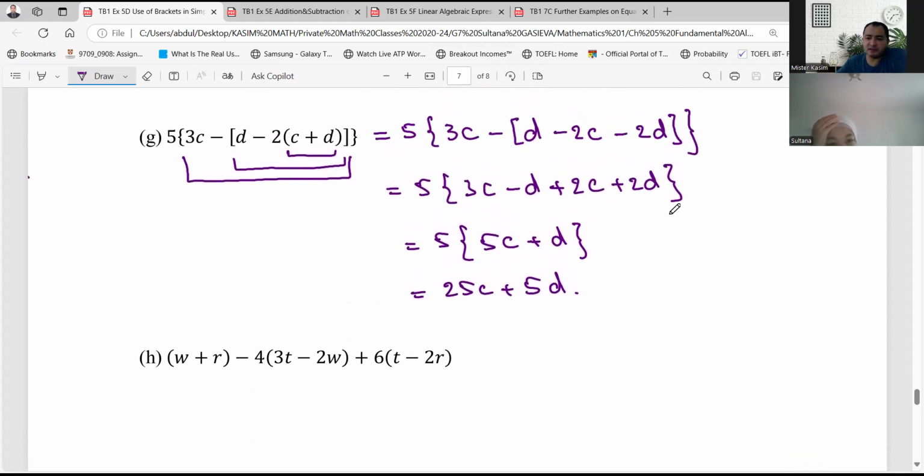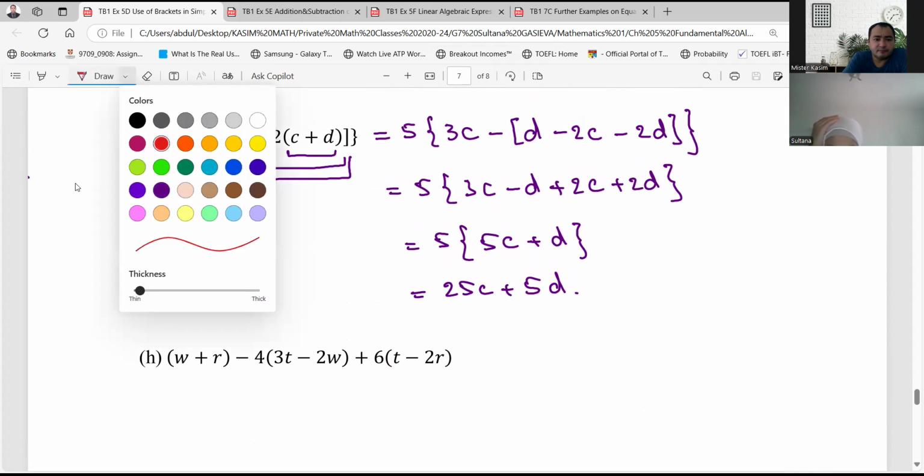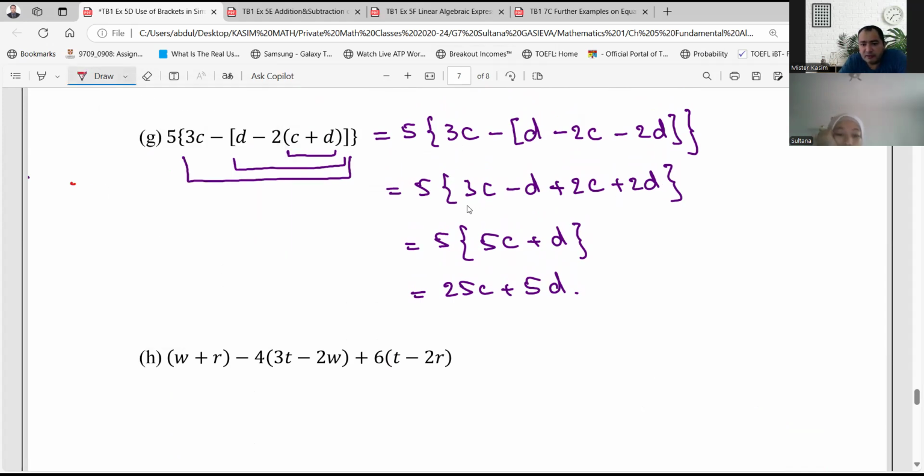First, we open a parenthesis using the distributive property, right? Each time you open, look, can we simplify or not? For example, here in this second part, you see I have 3C and 2C. I can combine them, right? I don't have to write them separately. And also I have negative D and 2D. We should combine them, right? So I can simplify. So 3C plus 2C, instead of writing 3C, 2C, I can write 5C. Instead of negative D plus 2D, we can write just D, right? Every time, open the parentheses, simplify. Open, simplify.